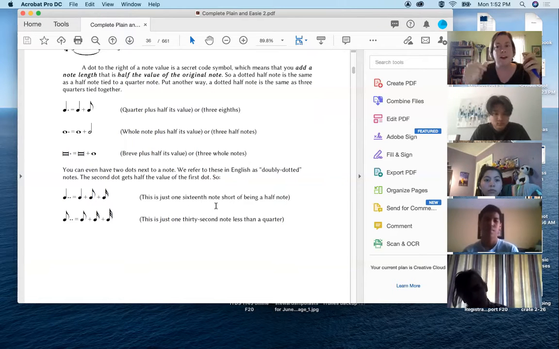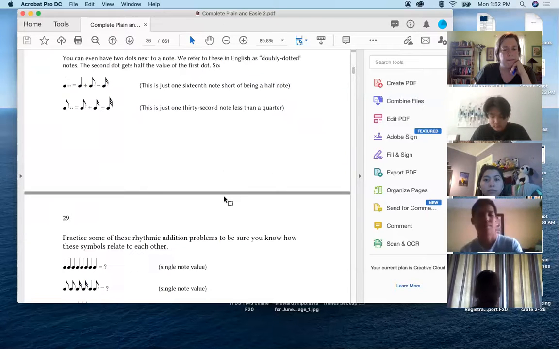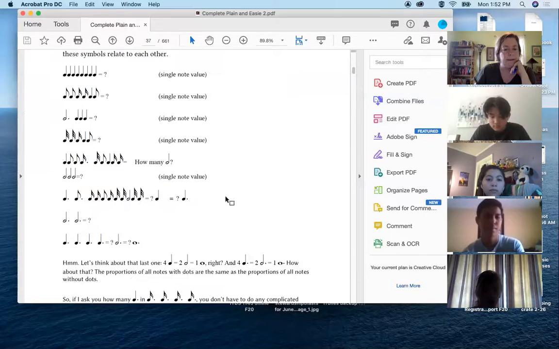So instead of ga, da, da, da, da, which would be a dotted quarter note, I would have to hang on to that note just a little bit more. Da, da, da, da, da. I just need a little bit more to get that beat done. So doubly dotting is handy and fun to look at.